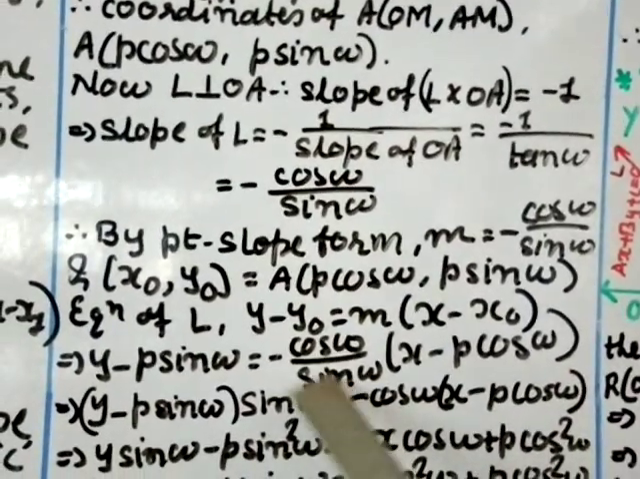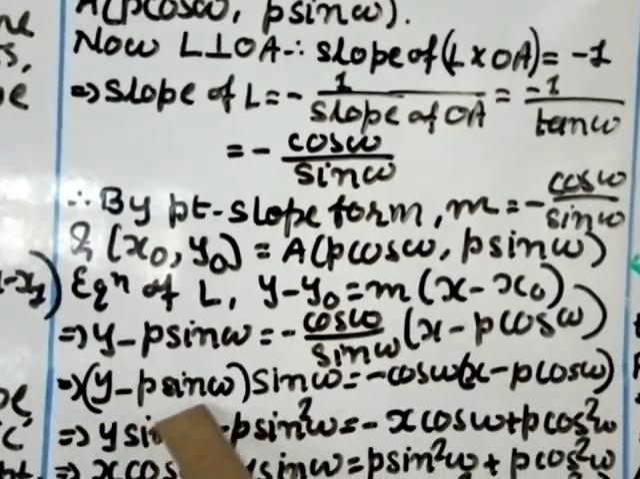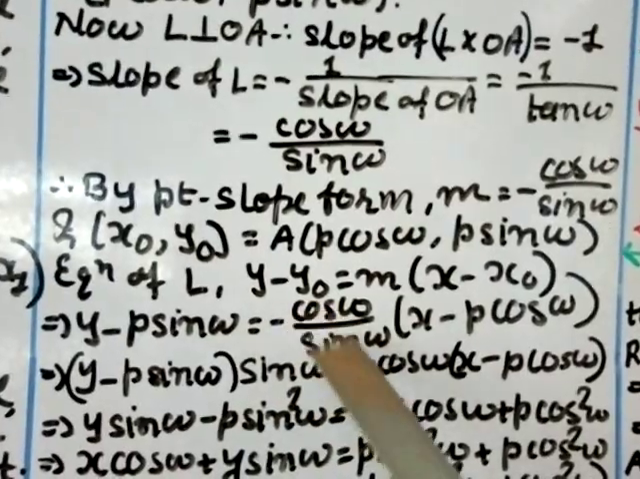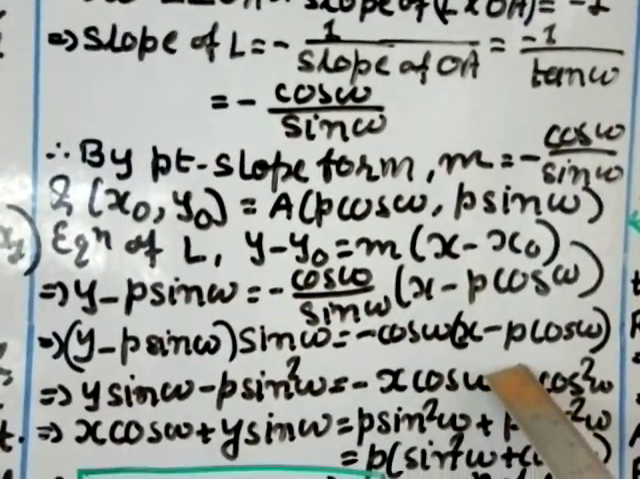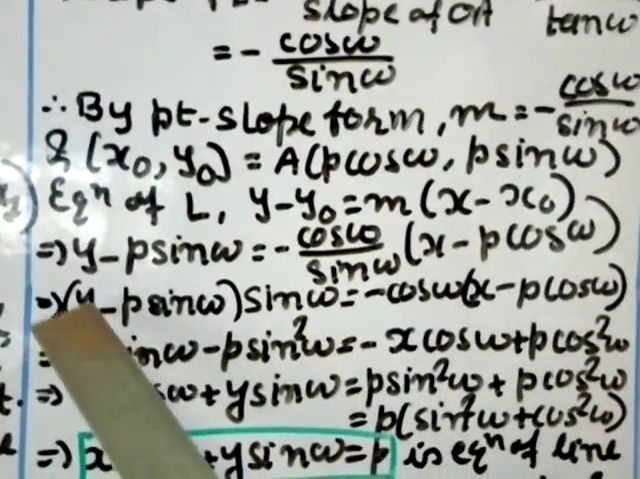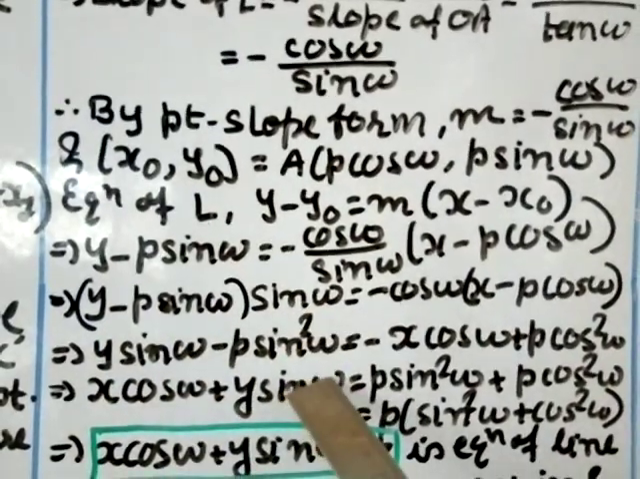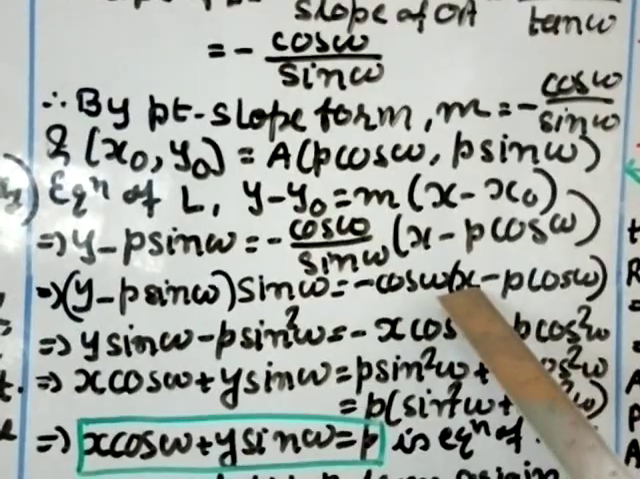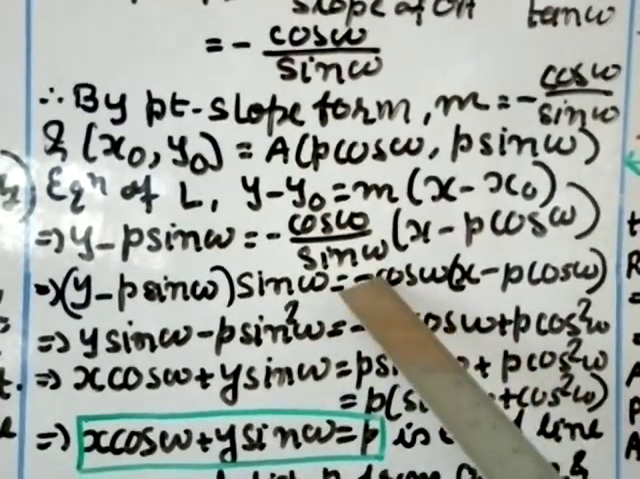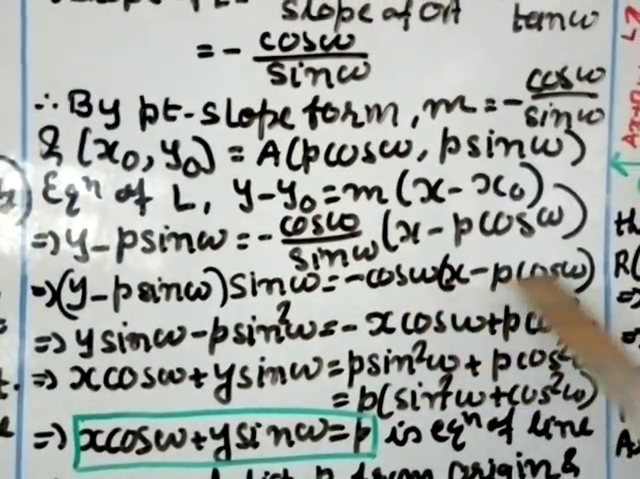Okay, now this sin omega we multiply here, so (y minus p sin omega) into sin omega equals minus cos omega, and this I am keeping as it is. Now multiply inside, so y into sin omega minus p into sin omega is sin square omega, equal to minus cos omega into x, which is minus x cos omega, minus a minus, plus p cos square omega.